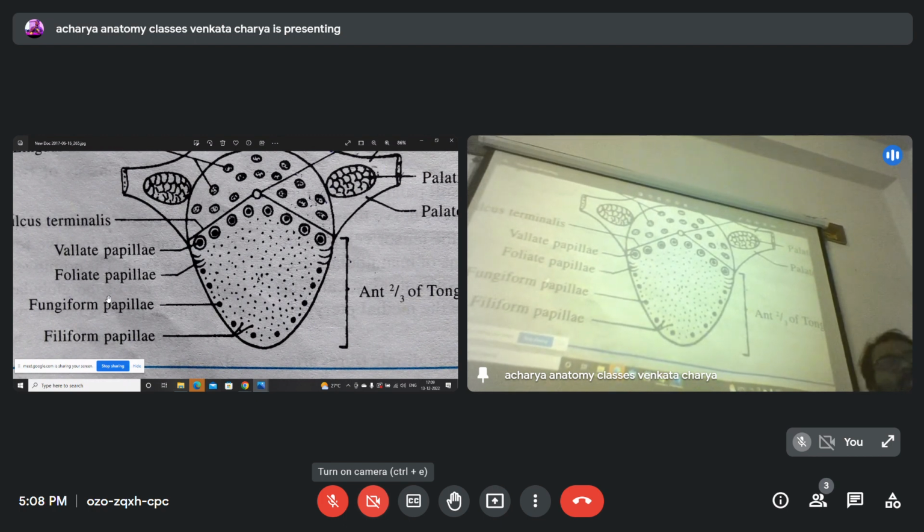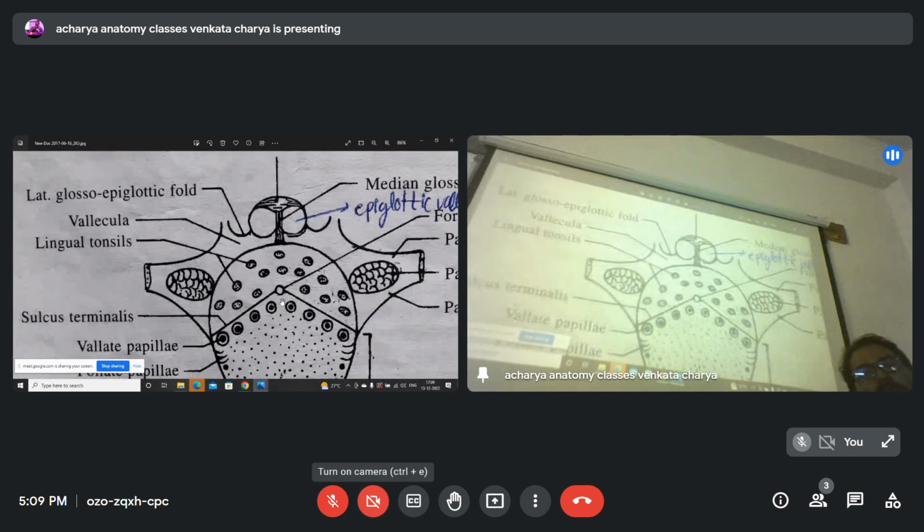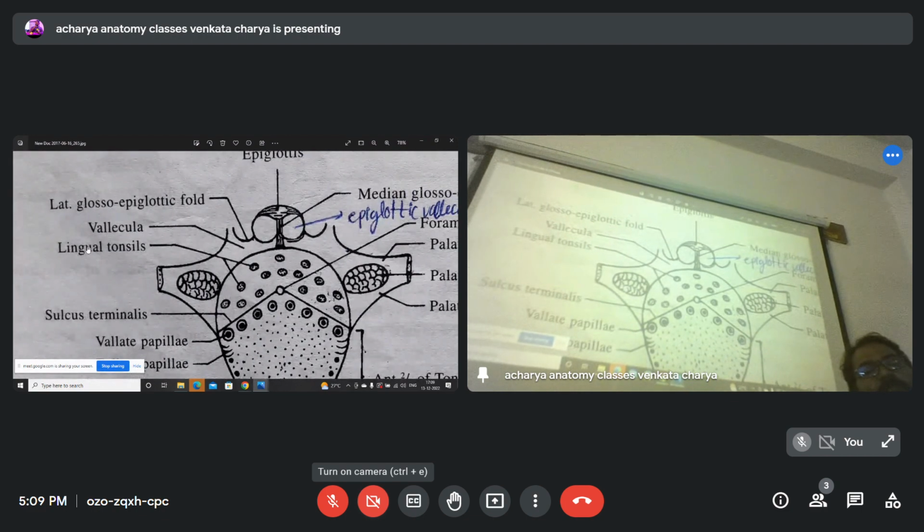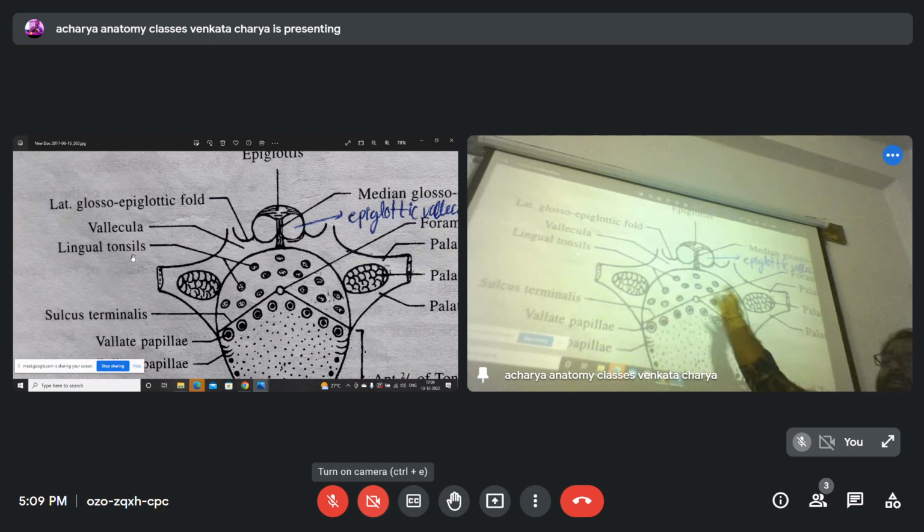Because taste buds carry that sensation. Are you getting it? Next, the posterior 1/3. In the posterior 1/3, there is a presence of lingual tonsils. That's why it is a rough area.